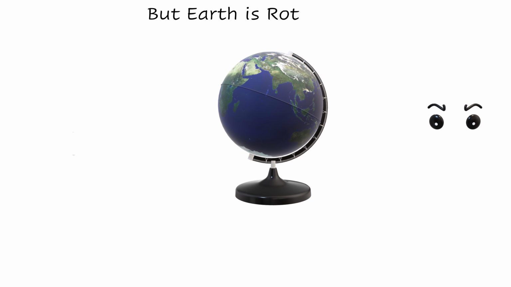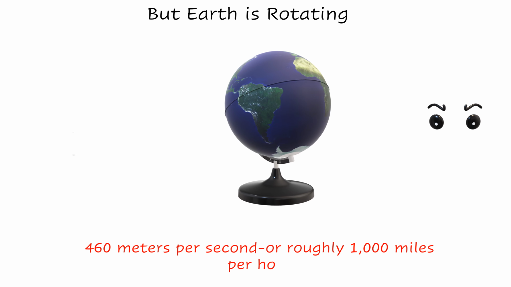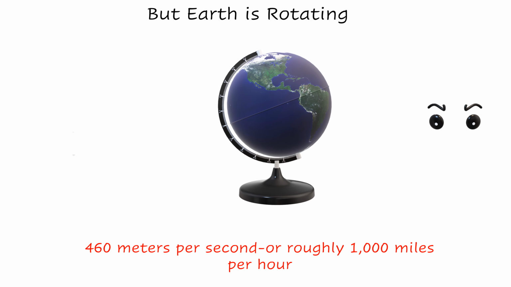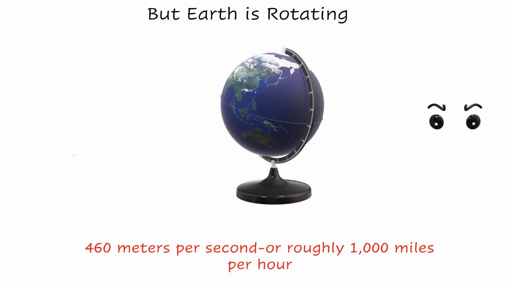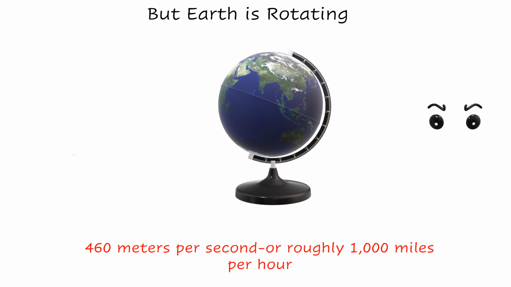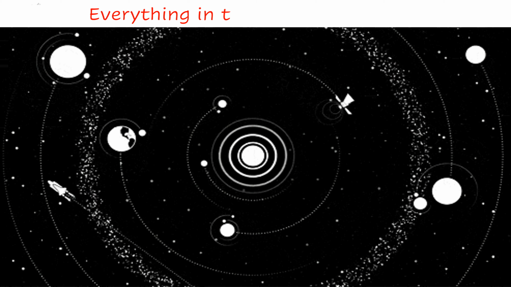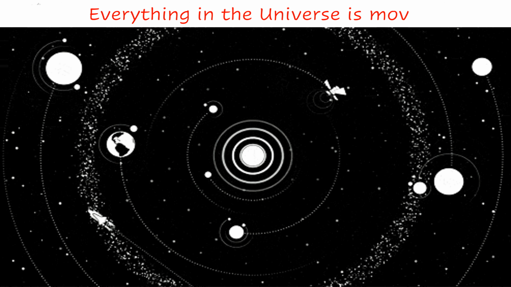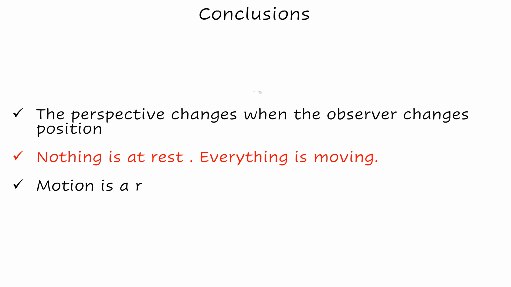But the earth is rotating, and it is rotating at a huge speed of about 460 meters per second, 1000 miles per hour. But to observe this, we have to position ourselves outside the earth, somewhere in space. Thus, if we pay attention, think and observe, everything in the universe seems to be moving. So, the perspective changes when the observer changes position. Nothing is at rest. Everything is moving. Motion is a relative concept.